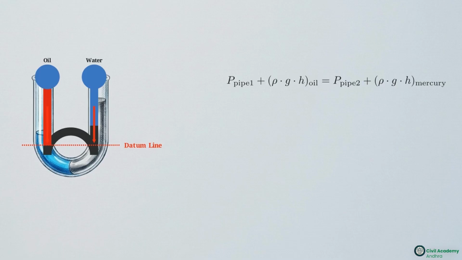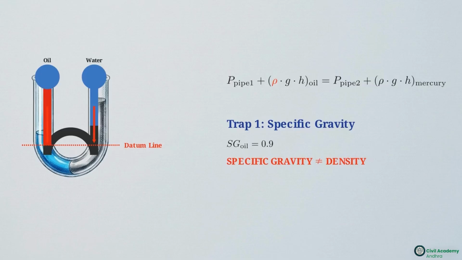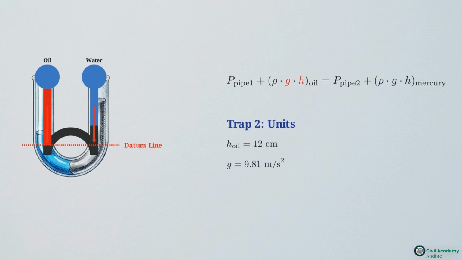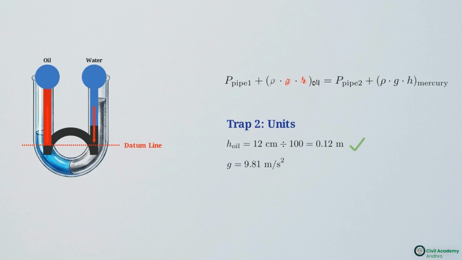The algebra is straightforward, but exams hide two strict traps. First, they give you the oil's specific gravity, not its actual density. To use it in the equation, multiply that 0.9 by the density of water to get 900 kilograms per cubic meter. Second, secure your units. The differential height is given in centimeters, but standard gravity requires meters per second squared. You must convert those centimeters into meters before multiplying, or your final output will be off by a massive factor.